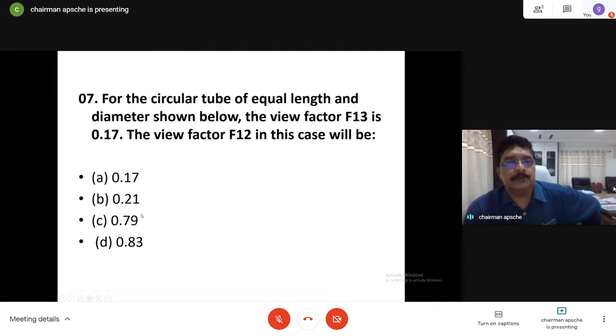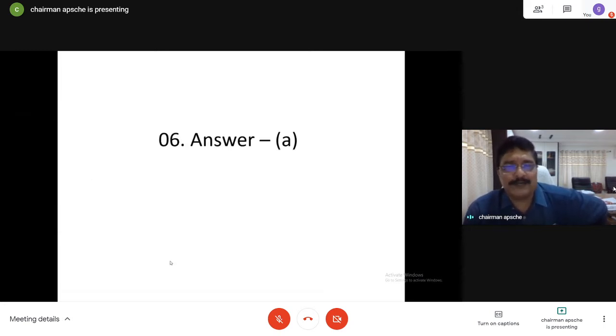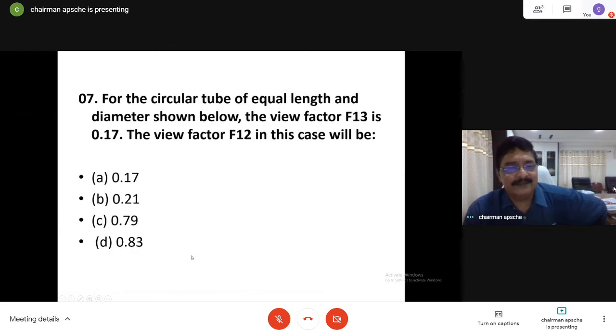Okay, so what is 1? 1 is a base. What is it? Flat surface. 1 is interacting with 3, the other surface, and the curved surface 2. 1 cannot interact with 1 itself. So F1 to 2 plus F1 to 3 is equal to 1. F1 to 3 is 0.17, so F1 to 2 is 0.83. Quite obvious.